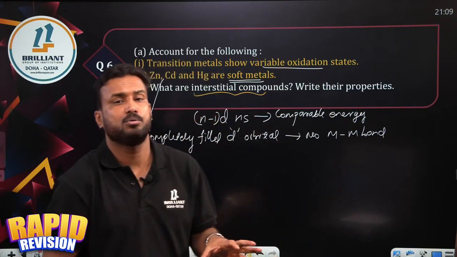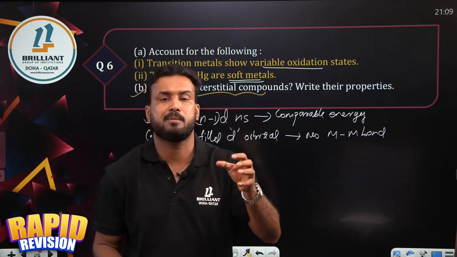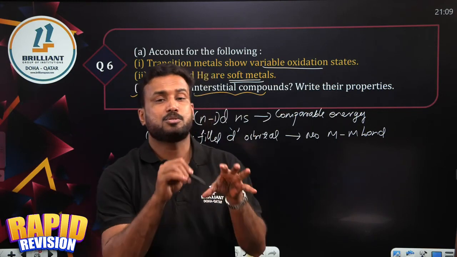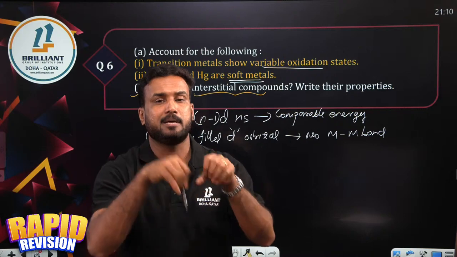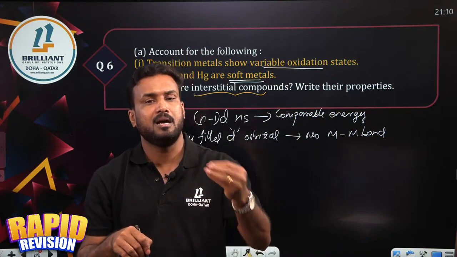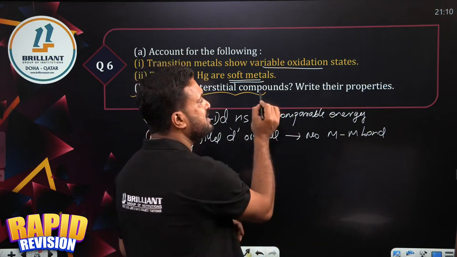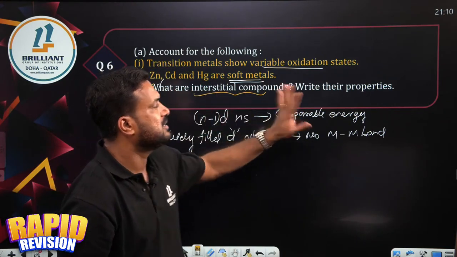Such compounds are called what? Such compounds are called interstitial compounds. For example, carbon and nitrogen can be trapped in transition elements. So non-metal elements like carbon, nitrogen, hydrogen can be trapped in the interstitial sites of transition elements. Such compounds are called interstitial compounds.